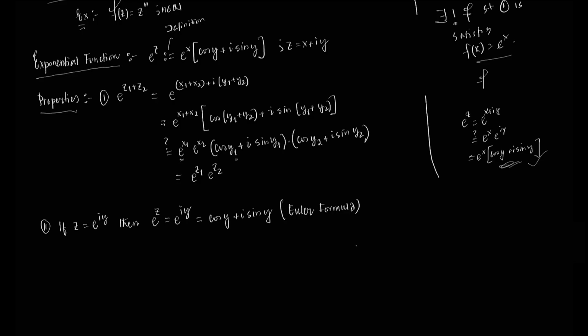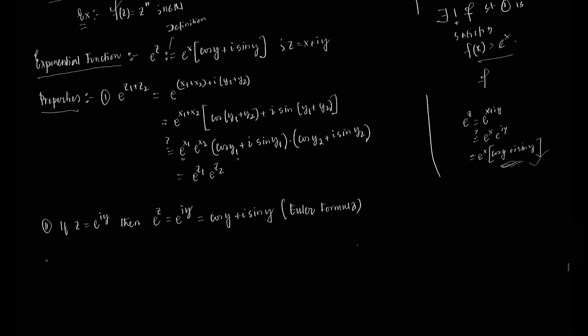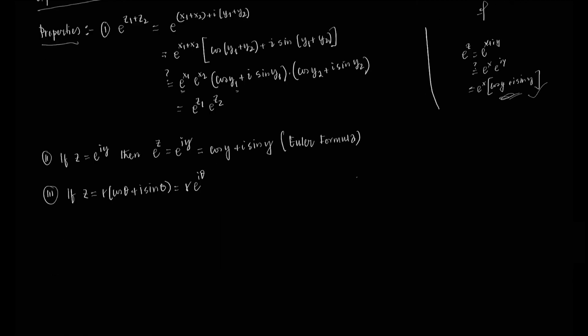Okay, now number 3. If you write z in polar coordinates as r(cos θ + i sin θ), then cos θ + i sin θ is e^(iθ). So you can write z = r e^(iθ).